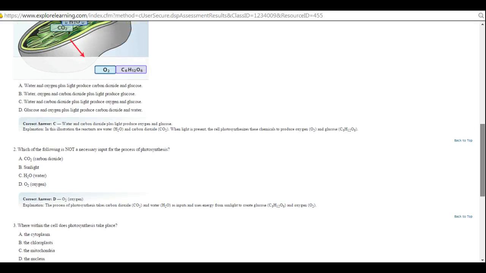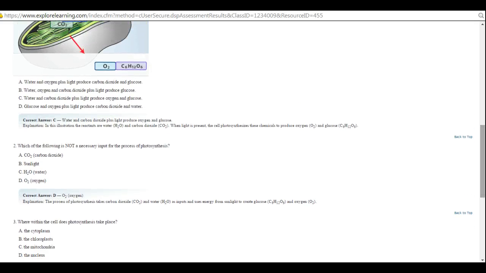Here's number 3. Where within the cell does photosynthesis take place? Very, very pleased. This was the most successful question. Some of the people who got 2 out of 5 actually got this one right. Very, very proud of those people and everyone who got it correct. It is indeed the chloroplasts.